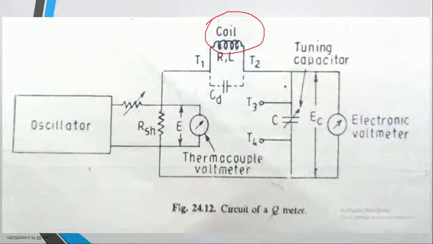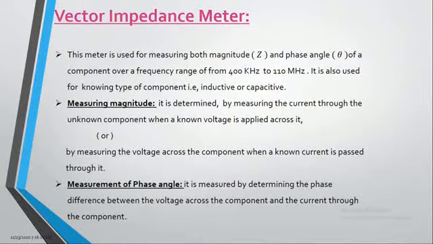The next concept is the vector impedance meter. In the vector impedance meter, we are interested in calculating the impedance of an unknown element. Sorry, it's not the unknown factor, it's the unknown element. The factor is different and the element is different, right? So we are interested in calculating the unknown element's impedance.